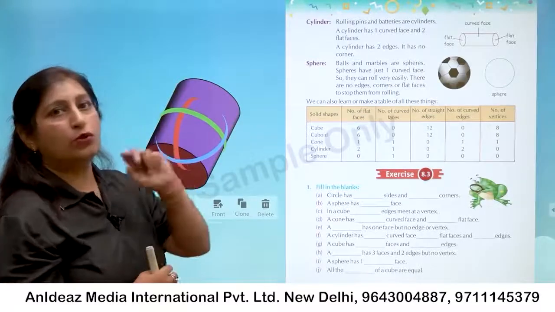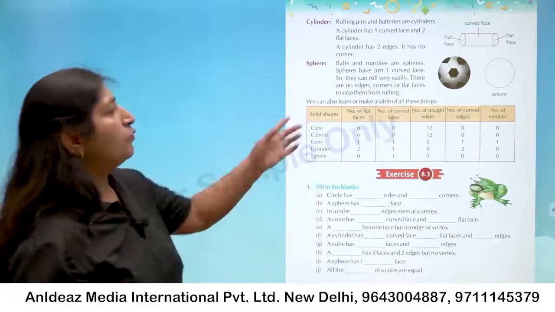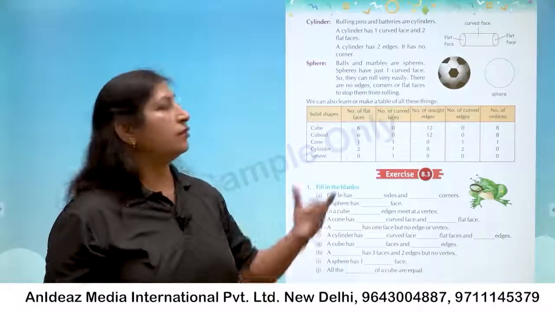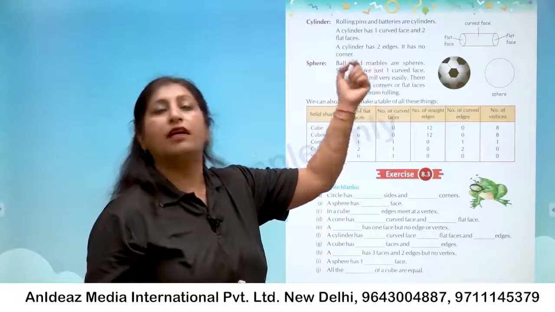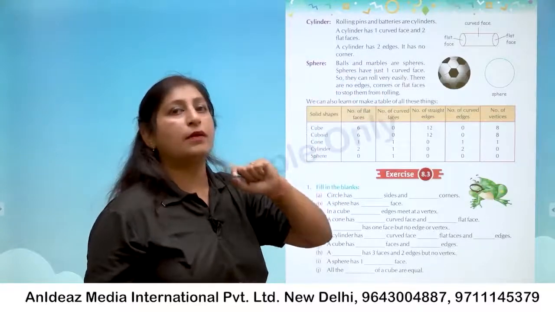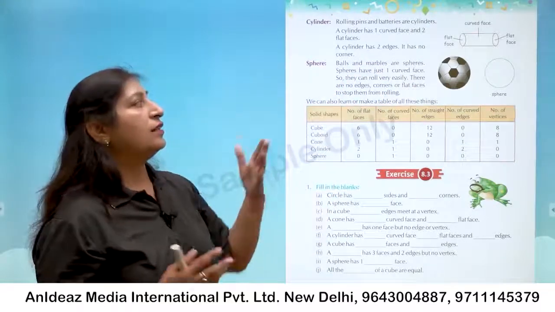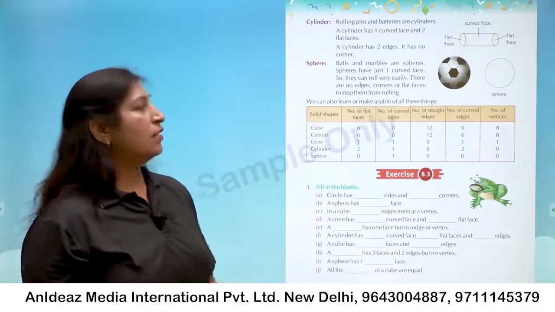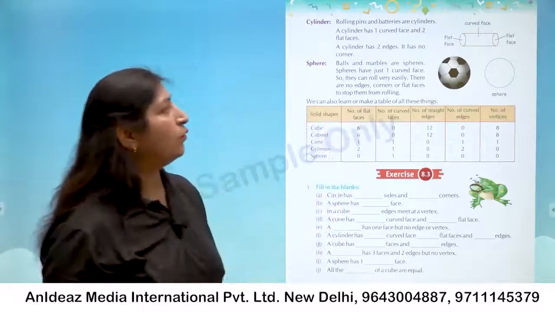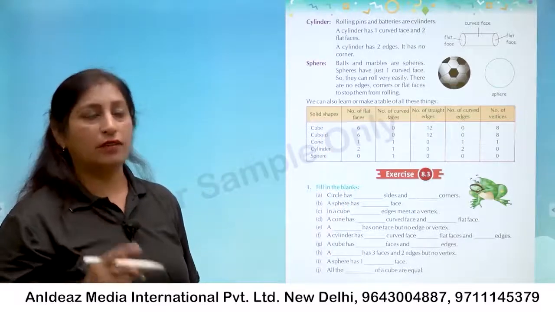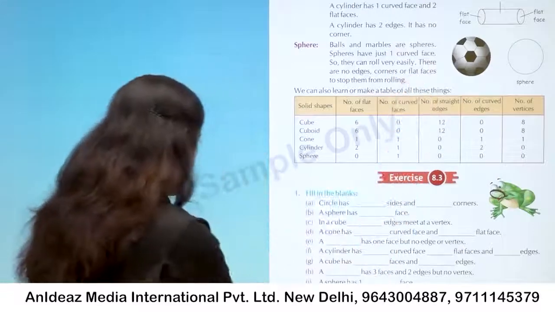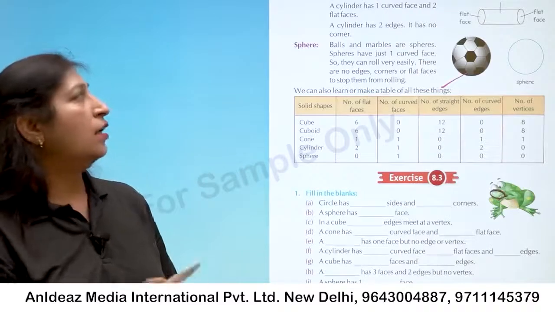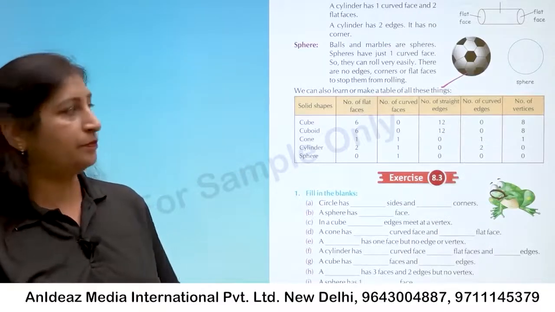It means it has two edges. Now we move towards spheres. Balls, like a cricket ball, and marbles. These are spherical in shape, which means they represent the sphere shape, and these have no corners, no edges and no flat faces. So it means these have only one face that is curved. A sphere has only one curved face, no edges, no corners, no flat faces.